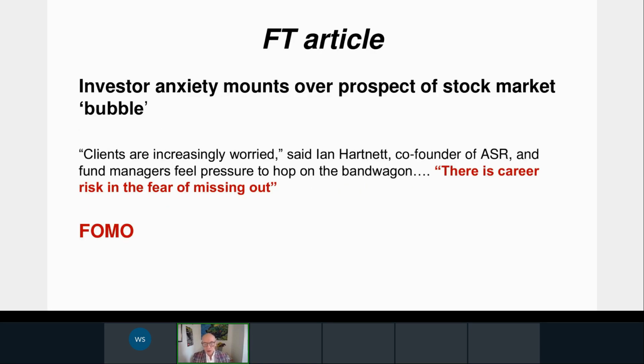And these issues matter enormously in the financial markets. If you can just see the red sentence at the end here, this was in the FT fairly recently. I thought this was so interesting. This is Mr. Harnett talking about fund managers. There is career risk in the fear of missing out. FOMO is the acronym that's called on.